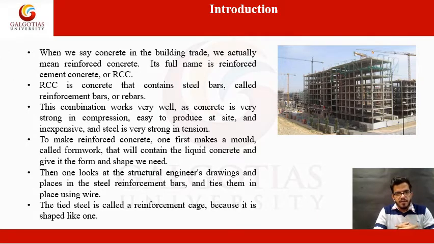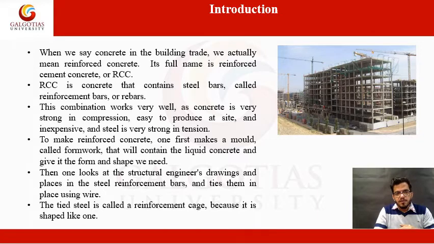RCC is a concrete that consists of steel bars called reinforcement bars or rebars. This combination works very well, as concrete is very strong in compression, easy to produce at sites, and inexpensive, and steel is very strong in tension. So the cement which is used without the reinforcement is very weak in tension. So when we use the steel bars or the reinforcement, the steel acts as a tension member.